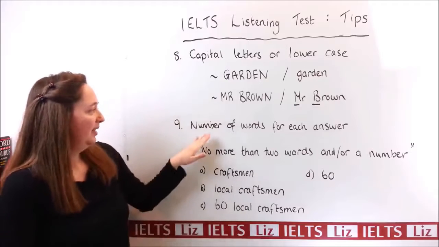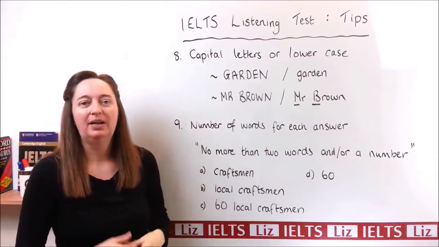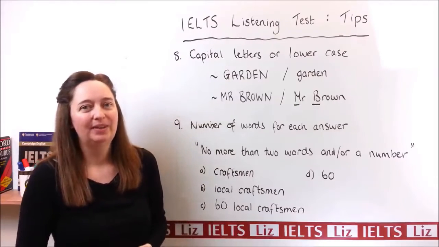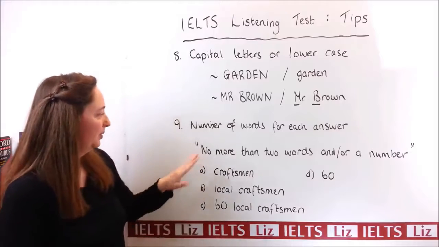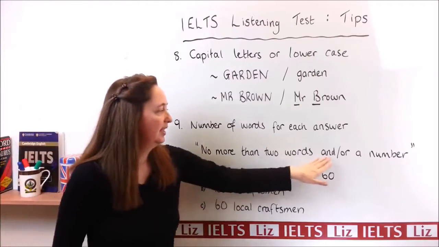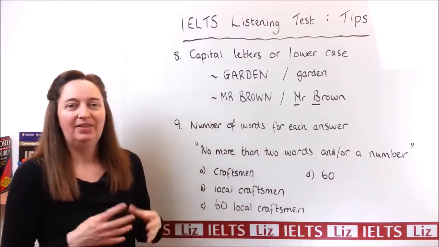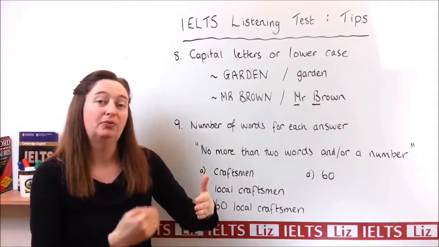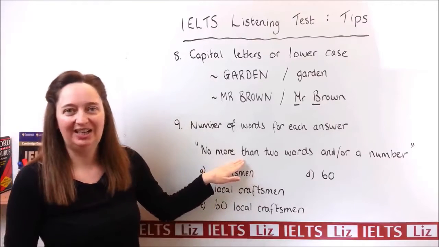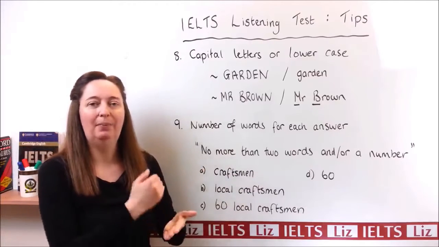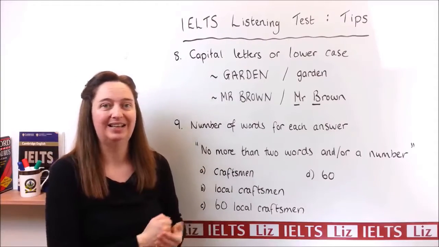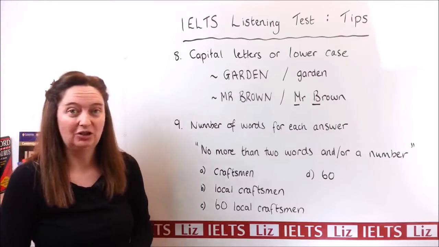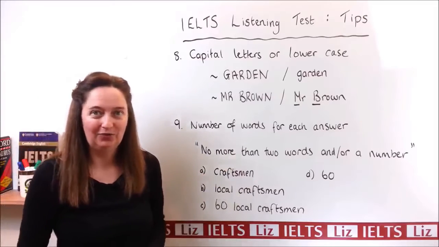Tip number 9. If you look at your question paper, it will always tell you how many words you need for the answer. It will give you a rule. For example, no more than 2 words and/or a number. These instructions, you've got to pay attention. Every time you get a new type of question, that might change. So you must always look, how many words can I have for these answers? And when I move further down the page, how many words has it changed? Underline it quickly so that you don't forget.